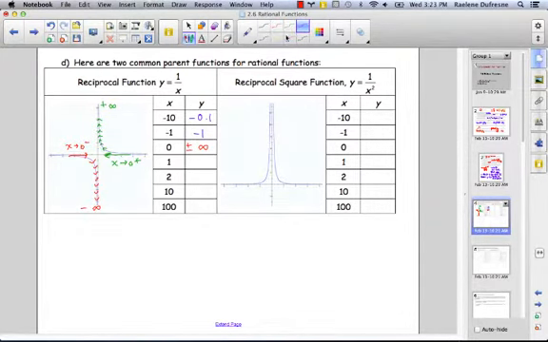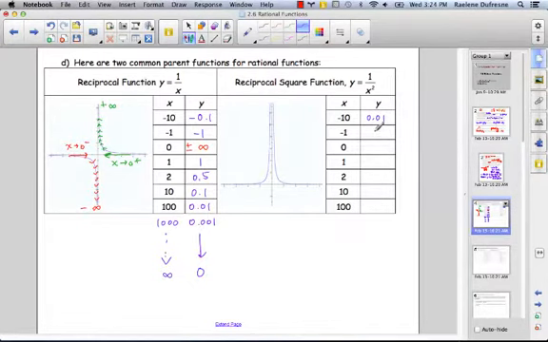When x is +1, the reciprocal is 1. The reciprocal of 2 is 1/2 or 0.5. The reciprocal of, I'll write it as a decimal just so we can see the trend, 10 is 1/10 or 0.1. The reciprocal of 100 is 0.01. As x increases towards infinity, the reciprocal of these values approaches 0. Over here, when x is -10, the reciprocal square is going to be 0.01.